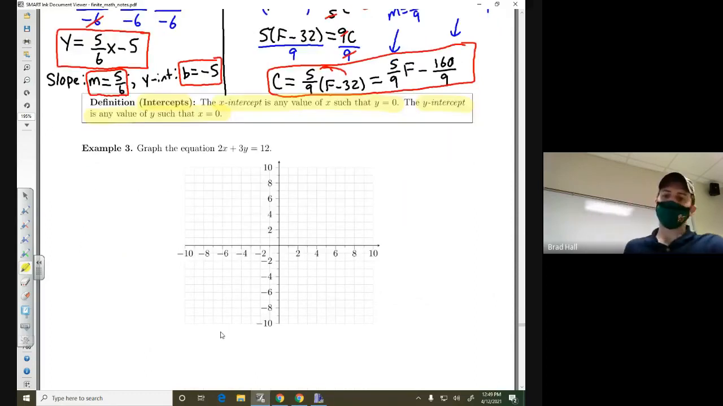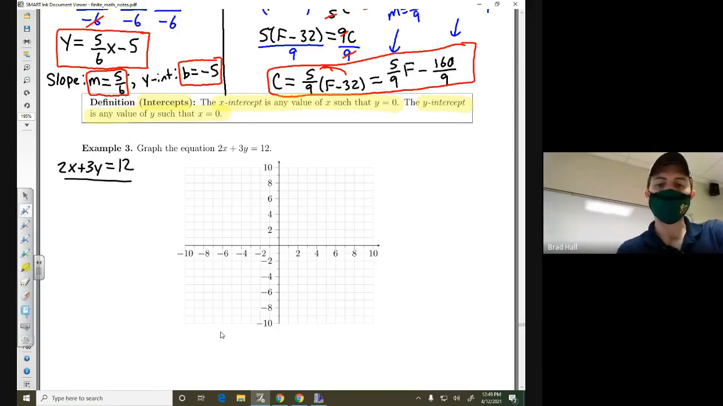So let's go ahead and do this for example 3 and figure out how that helps us graph this equation. For this equation, I'll just rewrite it right here. We need to find two things: the x-intercept and the y-intercept. Let's start off with the x-intercept. How do we find this? We set y equal to 0.